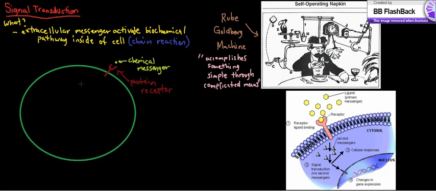And so if we take each of these dots here, these dots are going to represent protein complexes that are going to be triggered as soon as this chemical messenger and this protein receptor bind together. And as we see in this picture over here to our right, that's exactly what's going on.